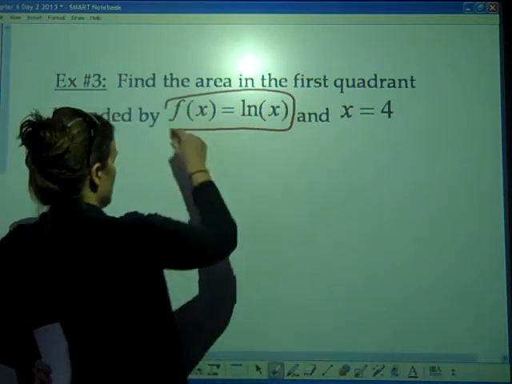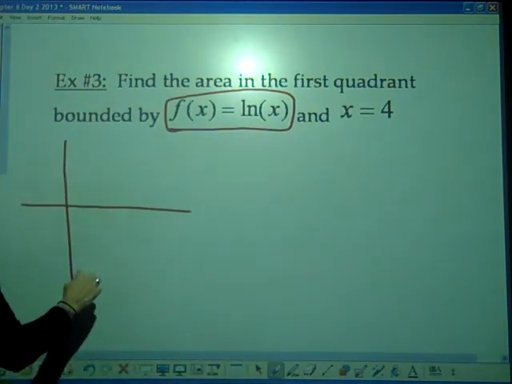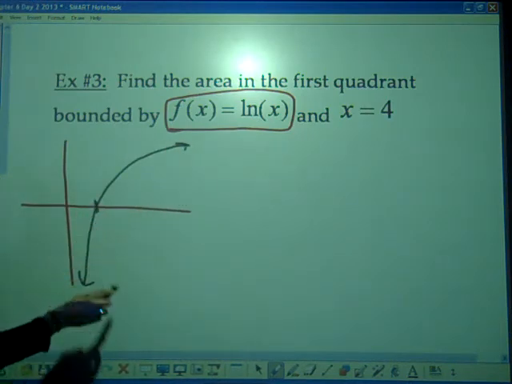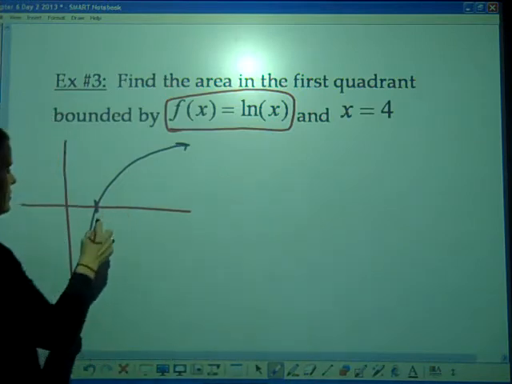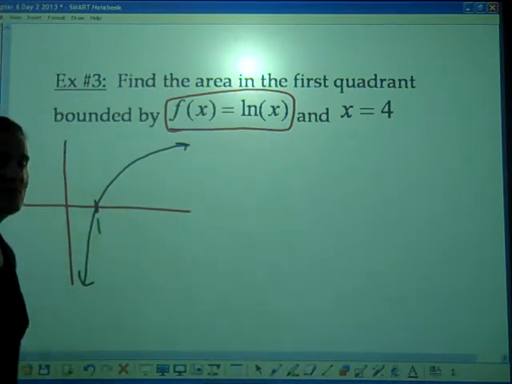f of x equals natural log of x. So I do expect you to know how to graph that without a calculator. So natural log of x is a nice curve, something along those lines. And the critical point is that the natural log of 1 equals 0. So right there is our 1. And this is always an interesting one.